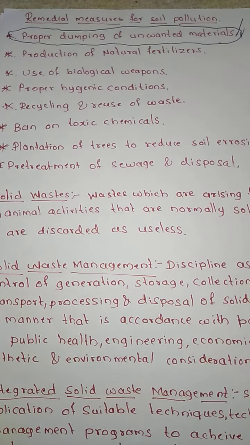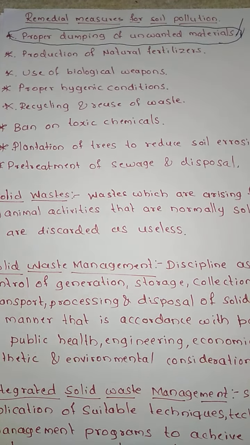Next is the ban on toxic compounds. Okay, the ban on toxic compounds means there are some toxic chemicals that we normally use, that is, DDT, endosulfan, then nuclear waste, carcinogens. We throw them and we don't follow the proper rules and regulations for throwing all these particular wastes, right? So we should have a ban on these particular toxic chemicals.